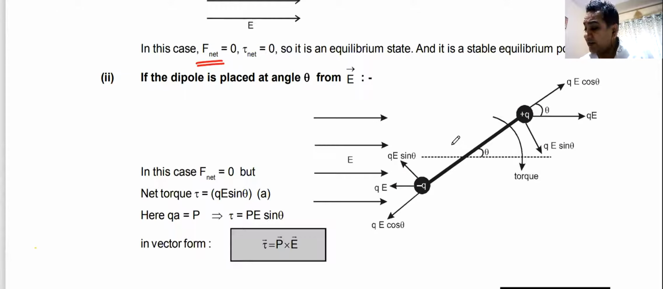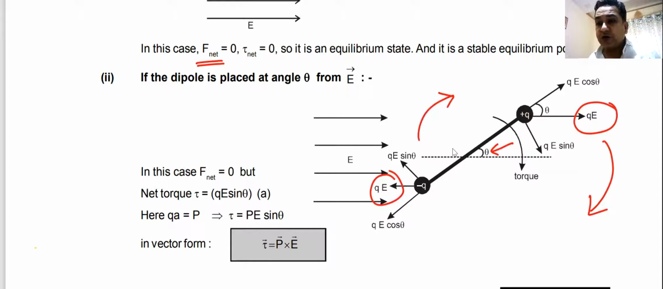As you see in this case, if it is kept at an angle theta, the net torque is not zero. Forces are cancelling each other out, but the torques of both the forces are adding up, and adding up in such a way that they will try to bring the dipole back to its original position.